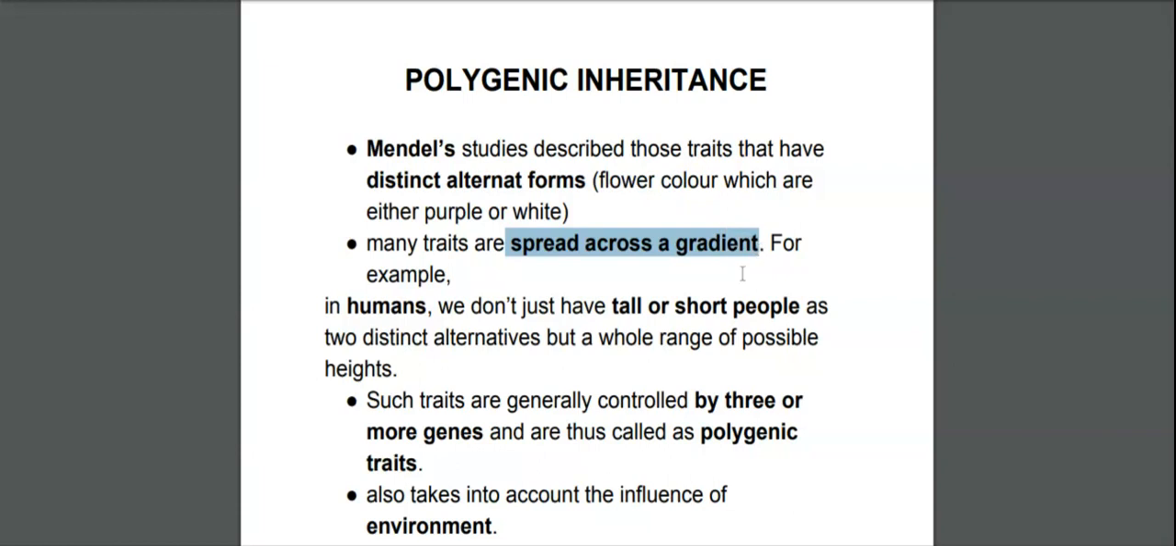What does this mean? Let's take an example. In humans, if you consider the trait of height, you don't just have a tall person and a short person, but you will have people who are tall, who are short, and who are of intermediate or in between height. So there is a whole range of traits in between the two extremes. Okay, that is to be understood.